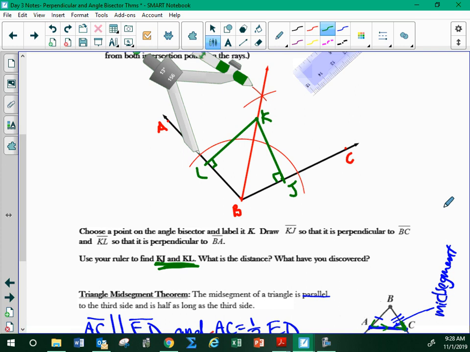How'd we do? That one's a little more difficult, especially because we technically didn't do the proper perpendicular. So again, these two constructions we'll keep practicing throughout the year, and we're going to be adding other constructions to it. But congratulations, you have successfully constructed a perpendicular bisector and angle bisector.